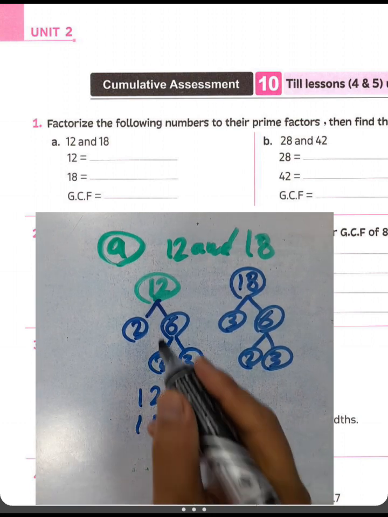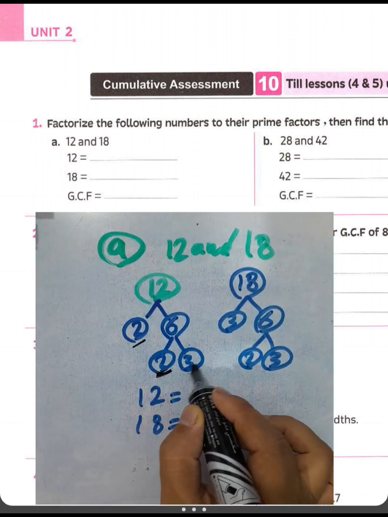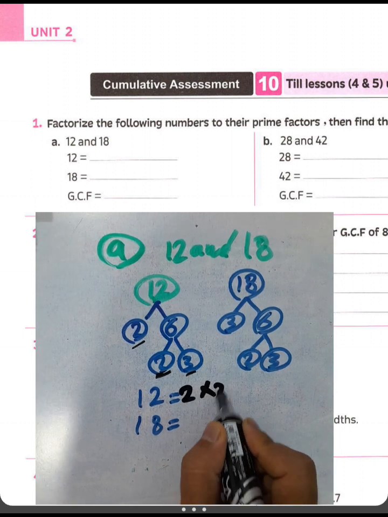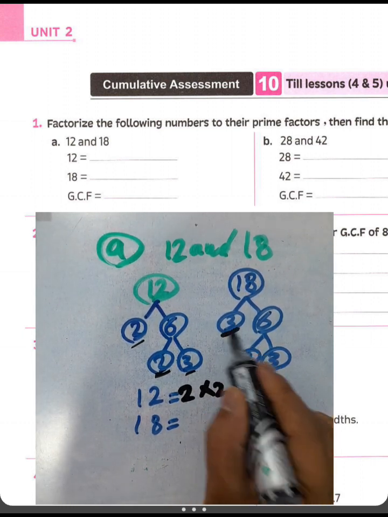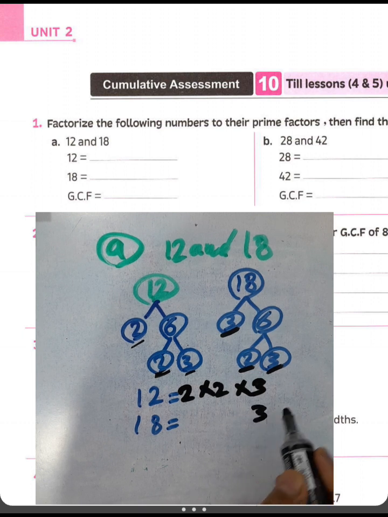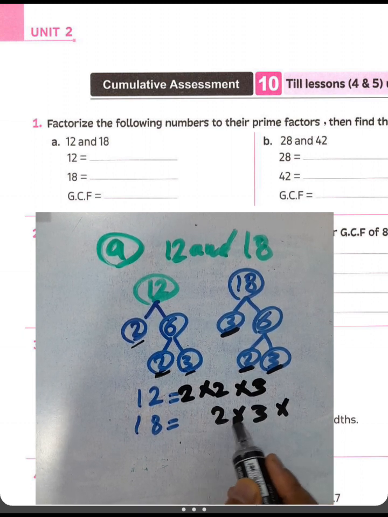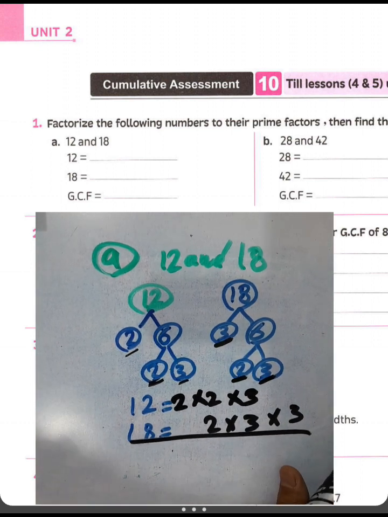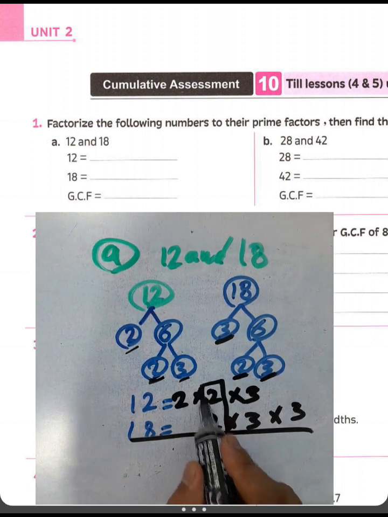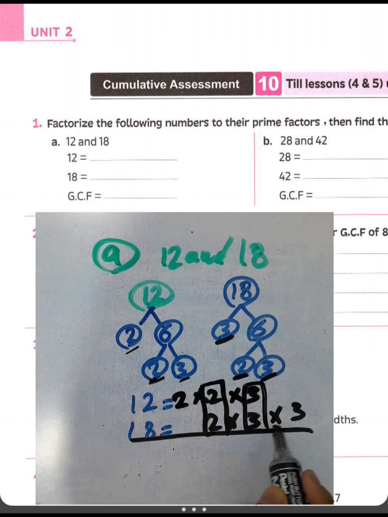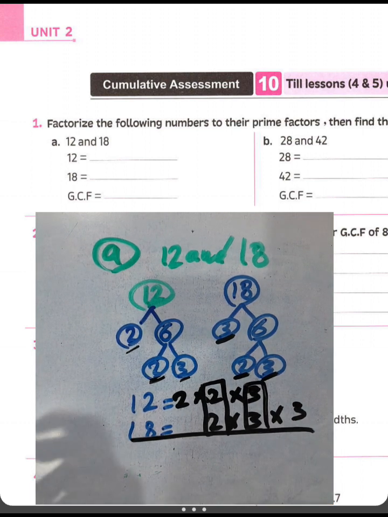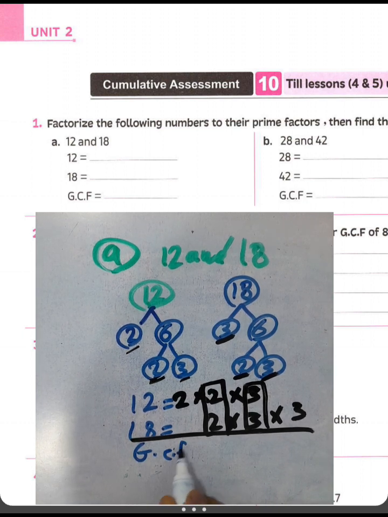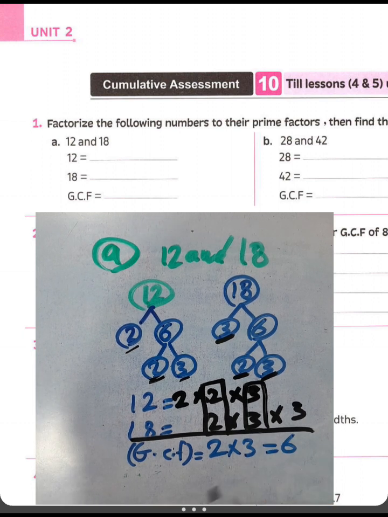Here we have 12 equals 2 times 2 times 3, and here 3 times 2 times 3. Write 3 here and 2 here and 3 outside. We must put the common factors under each other, and then draw a circle or rectangle around the similar digits to write the greatest common factor between them. The greatest common factor here, GCF, refers to greatest common factor. Write 2 multiplied by 3, it will be equal to 6.